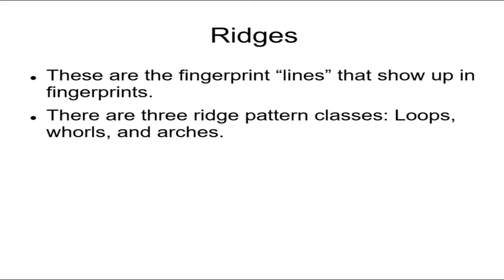The lines on your finger that form your fingerprints are called ridges, and they form three patterns, the three classes: loops, whorls, and arches. There are only three. You might want to check your own after we get through with it to see which one you have.